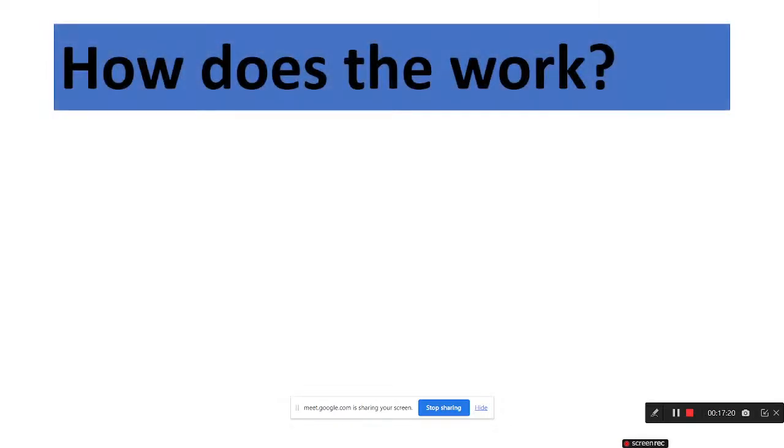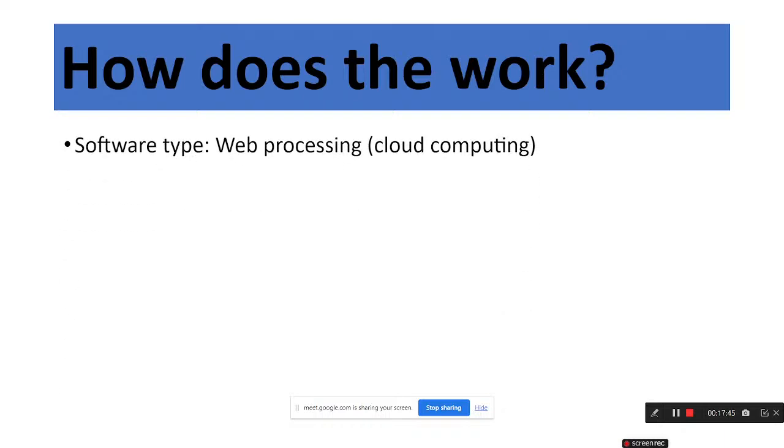And mainly, how does it work? Google Earth Engine is a cloud-based platform. You write your code, and this code sends a message to the Earth Engine server. Every cloud-based platform has its own server, and Google Earth Engine has its own server. In a matter of seconds, the server sends you a response. The software type is web processing and cloud computing.